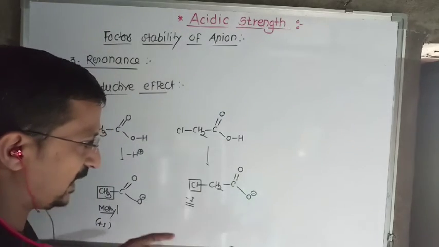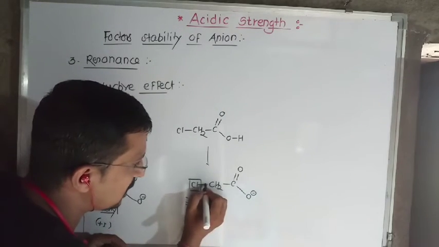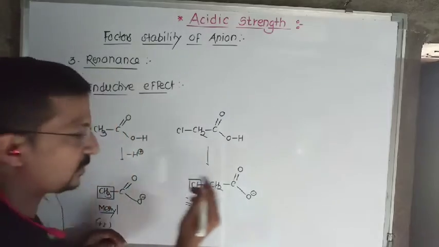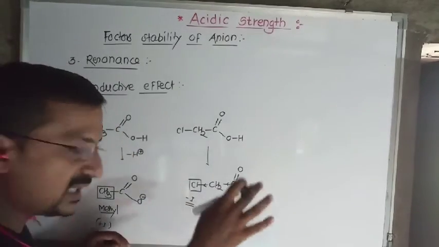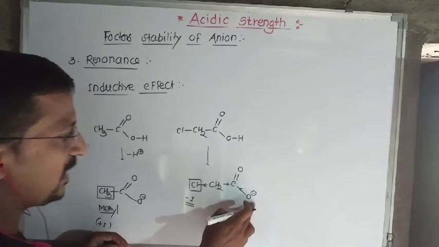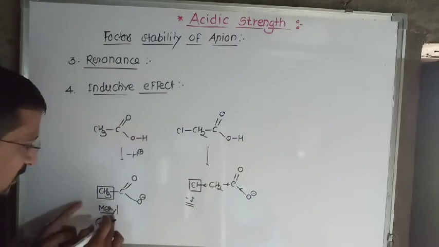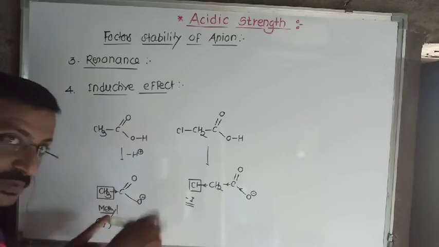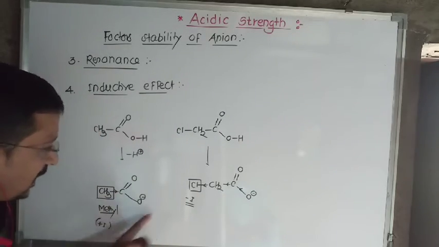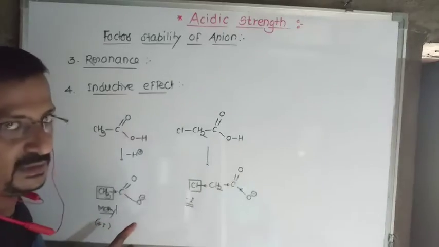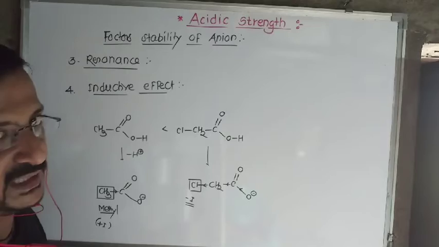But one more factor, an additional factor, that this Cl shows minus I effect, it withdraws the electron density, and due to which some electron density decreases on O minus, which gives extra stability. But here there is a methyl group, which has a plus I effect, it donates electrons, it makes this anion more unstable. So this is more stable. Monochloroacetic acid is more stable.